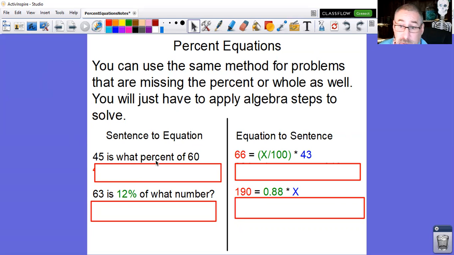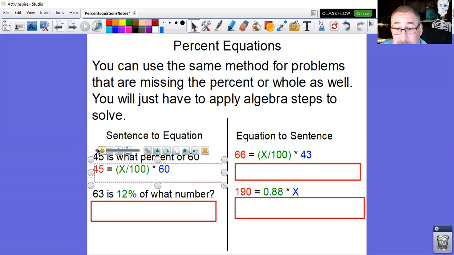So 45 is what percent of 60? We're just going to put that exactly like it is written. 45 is, that's my equals, what percent? So I know percent means over 100 or out of 100. We don't know what that is. So x over 100 times 60. So 45 is what percent of 60?